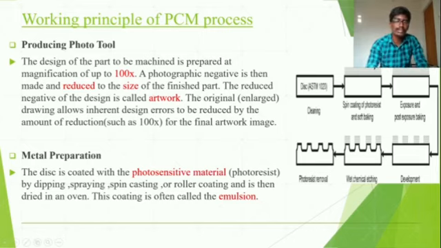The second step is metal preparation. Here the metal disc is cleaned and scrubbed in a machine with the help of high pressure water and also a mild soap solution to eliminate residual oils and contaminants. So this is the photo mask or photo tool which is produced, and the metal disc is cleaned initially.